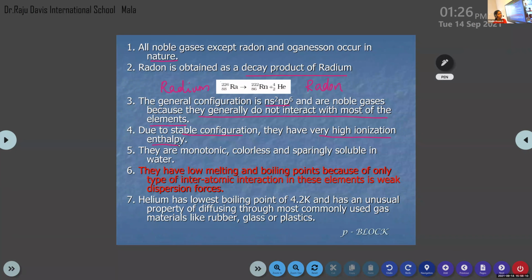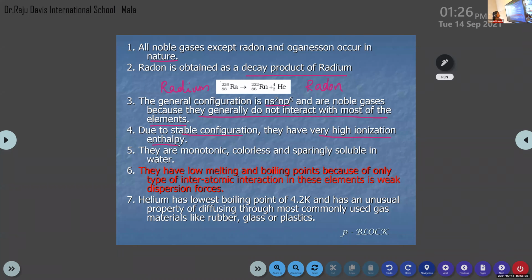So these are the basic properties. Electronic configuration ns2 np6 except helium. Then ionization enthalpy, high value of ionization enthalpy. Then atomic radii, it increases from top to bottom. Then electron gain enthalpy, high positive value. They are already stable. They do not want any other electron to complete the outermost shell. Okay, so that's about the basic things.